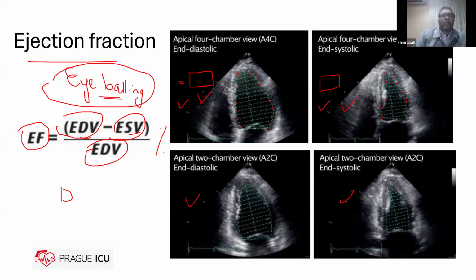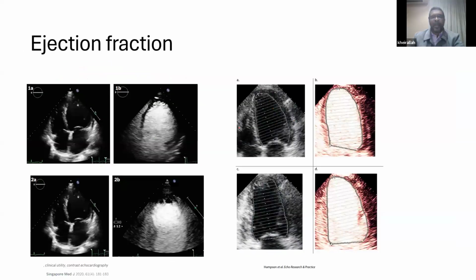Now, if we have a problem of the endocardial border not being clear, is there any way we can work around this problem? Anything? Contrast, yes, inject contrast. Exactly. So we can inject contrast. Look at it here. With the injection of the contrast, the endocardial borders are now well delineated. So the problem we might face here is no longer there because the endocardial border is so clear. So we use contrast.